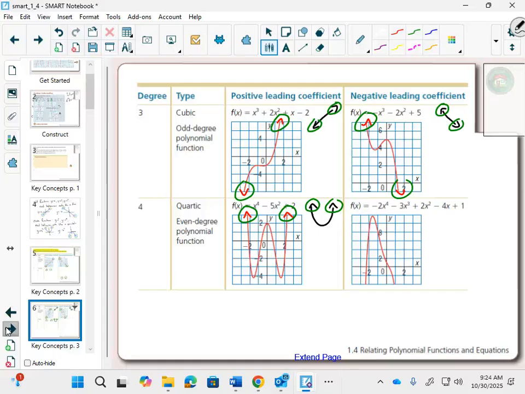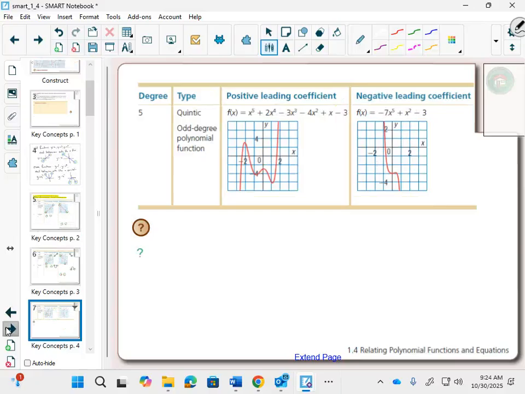The next one doesn't have any valleys or hills at all, so it's kind of weird, but the leading coefficient is negative. It's an even function, so I think of a parabola. A parabola that's negative, its end behavior would be down there. And sure enough, the end behavior of this one is down there.